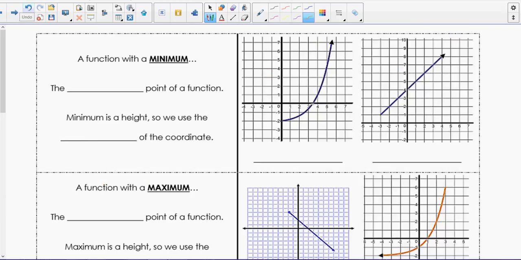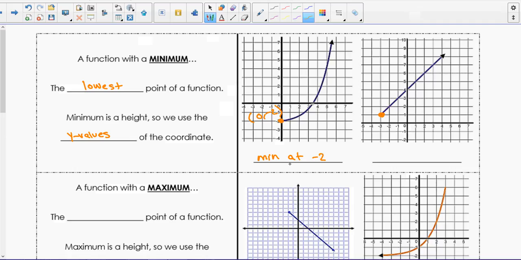Okay, minimum. Minimum is the lowest point of a function. So we can see right here that this is the lowest my function will ever reach. This is the lowest my function will ever reach. A minimum is a height, so we use the y values of the coordinate. So we can see that here this coordinate is (0, -2), which means this is a minimum. We can just abbreviate to min at -2.